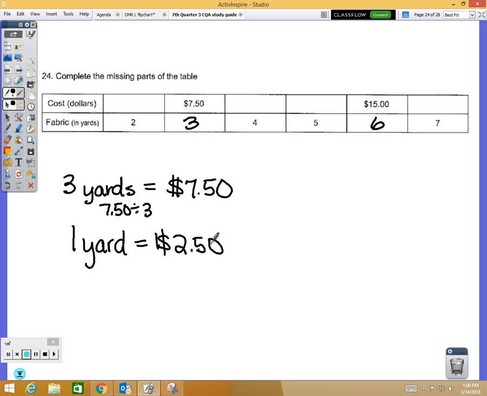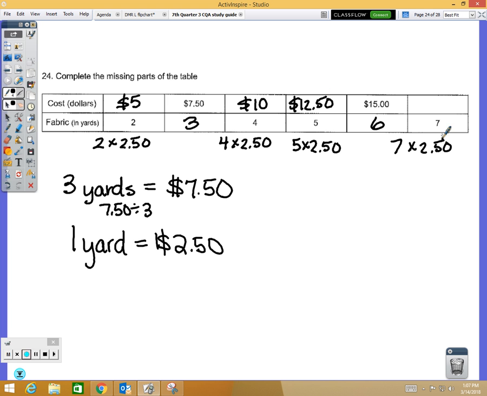It starts with 2. So 2 would be 2 times $2.50, which equals $5. 4 yards would be 4 times $2.50, which would be $10. 5 would be 5 times $2.50, $12.50, and the last one would be 7 times $2.50, $17.50. And now our table is completed.